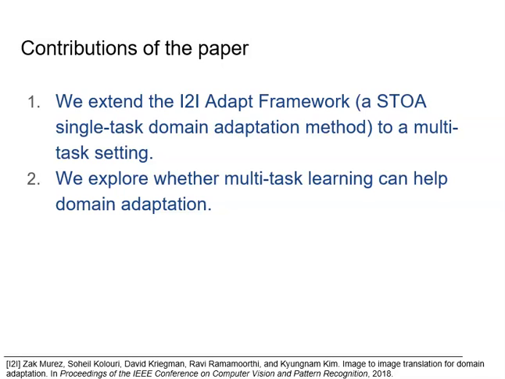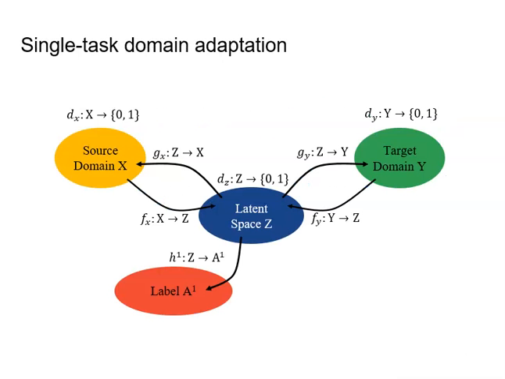In this paper, we extend one of the state-of-the-art single-task domain adaptation methods to a multitask setting. We explore whether multitask learning can help domain adaptation. So we built our method upon the image-to-image adapt framework. This framework contains multiple components.